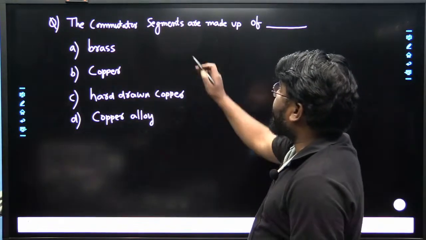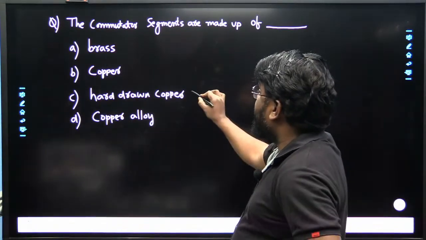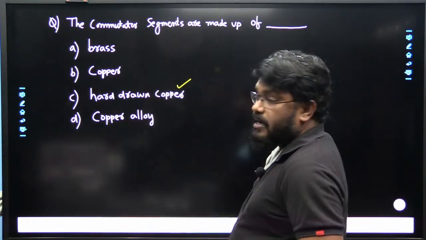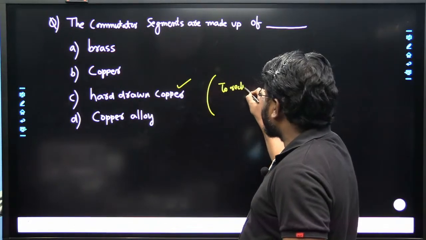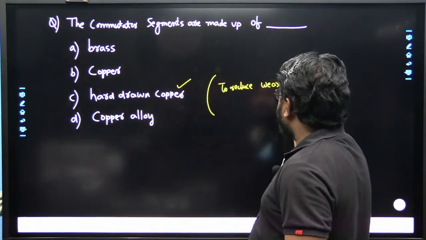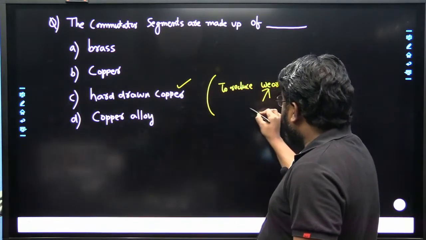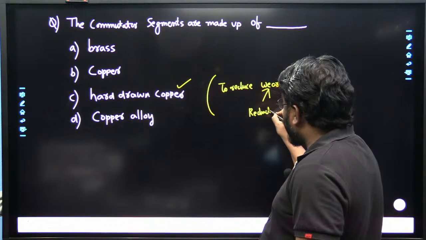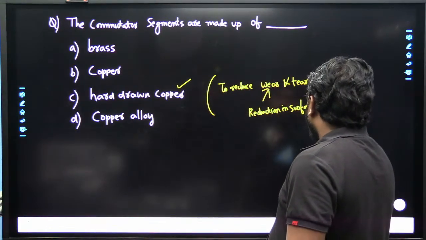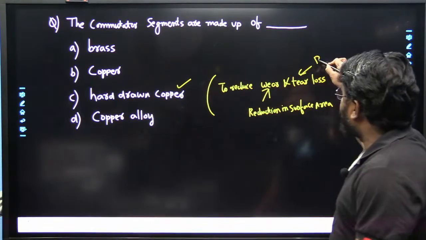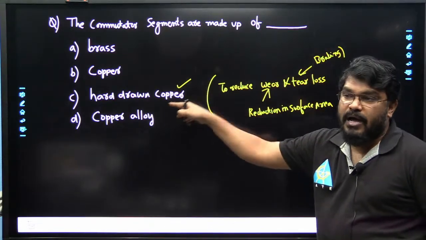Which material are commutator segments made of? Commutator segments are made of hard drawn copper material. What is the reason? It is to reduce the wear and tear losses. Wear means the reduction in surface area, and tear means breaking. So in order to reduce these two effects, it is made of hard drawn copper material.